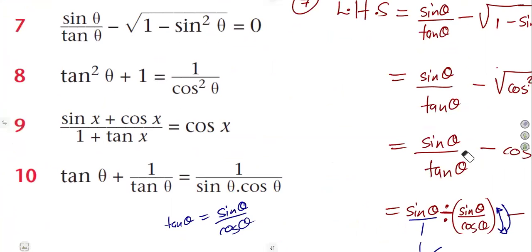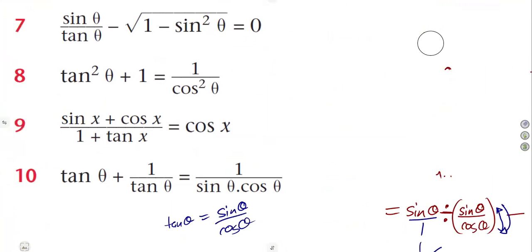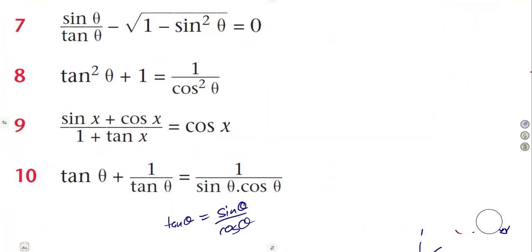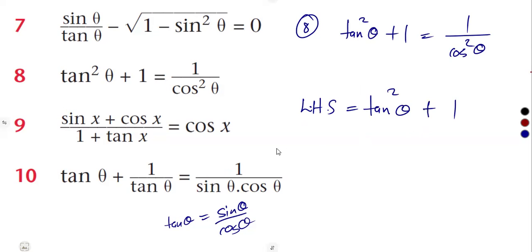Let us consider question number 8. So on question number 8, we can also choose to work with the left-hand side again. It is complicated a little bit. So let us consider the left-hand side. The tan squared of theta plus 1 is supposed to give us 1 over cos squared of theta. So choosing the left-hand side, we have got tan squared of theta plus what? Plus 1.